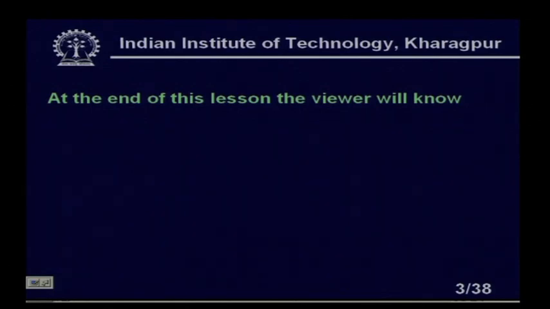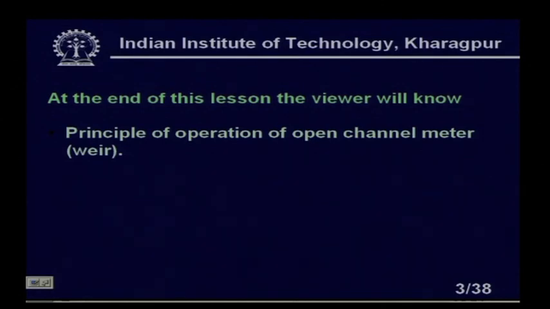Now, at the end of this lesson, obviously, the viewer will know how to use a weir in systems. I mean, how a person can use a weir for measurement of water flow, especially, mostly it is used for water flow in an open channel like a canal or duct, right. That means the principle of operation of the open channel meter, that is the weir.